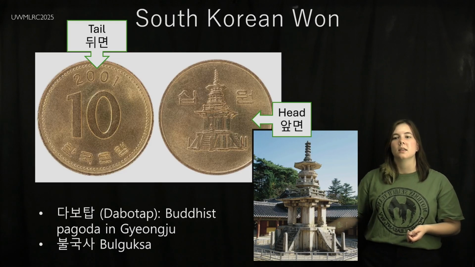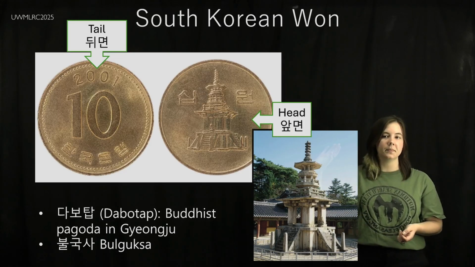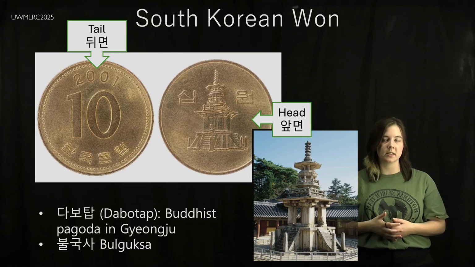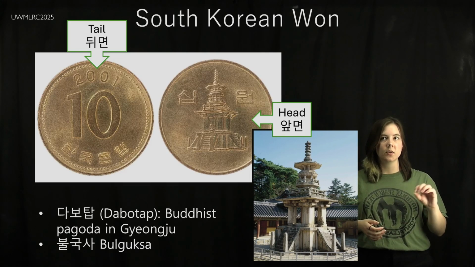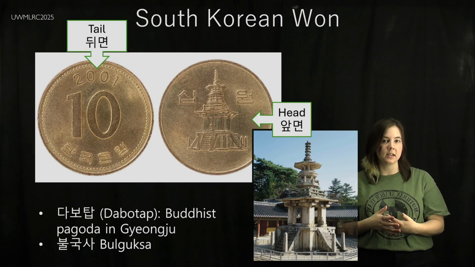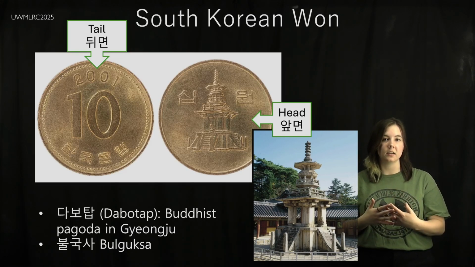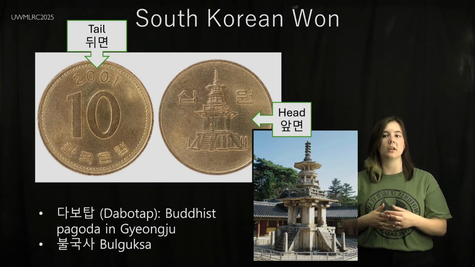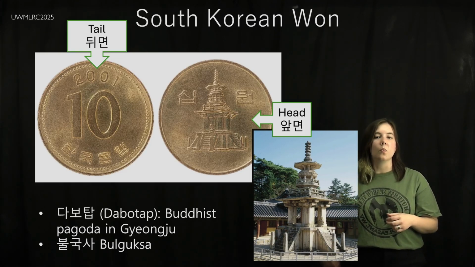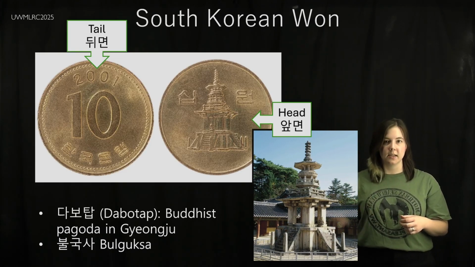So here, this is Tabotab, which is a Buddhist pagoda in Gyeongju. Gyeongju is in Southeast Korea. It was the capital of the Silla dynasty, which was really big in Buddhism. So you'll see a lot of Buddhist temples, such as Bulguksa, which is where this pagoda is.